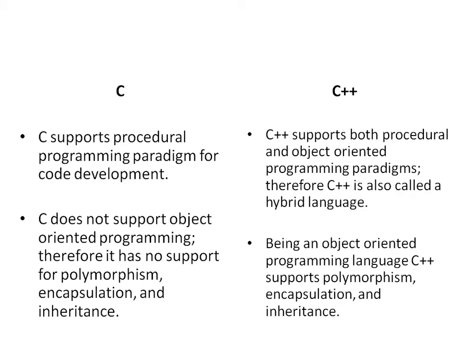C supports procedural programming paradigm for code development. C does not support object-oriented programming, therefore it has no support for polymorphism, encapsulation, and inheritance. C++ supports both procedural and object-oriented programming paradigms, therefore C++ is also called a hybrid language. Being an object-oriented programming language, C++ supports polymorphism, encapsulation, and inheritance.